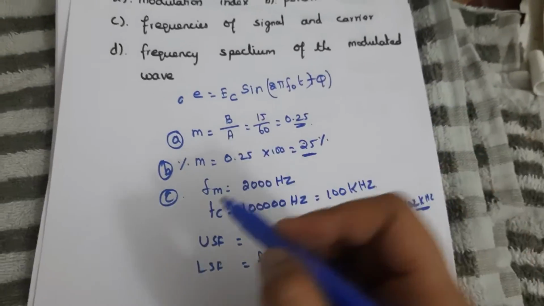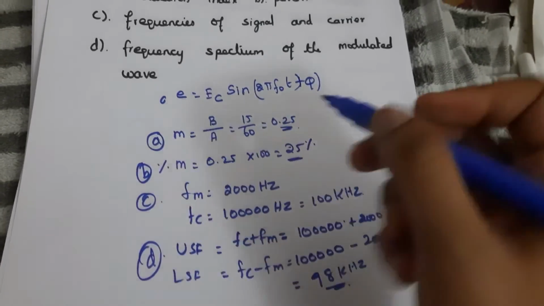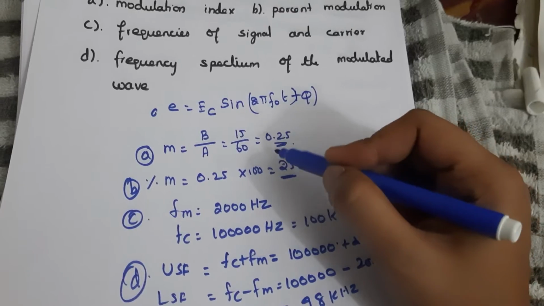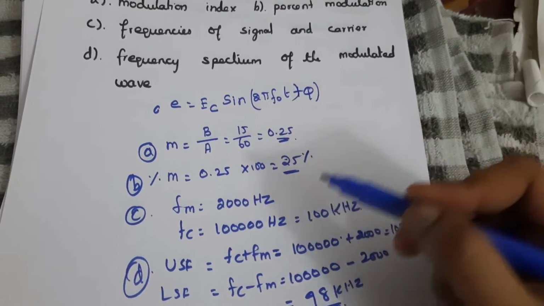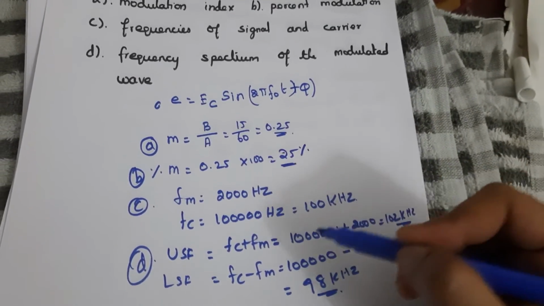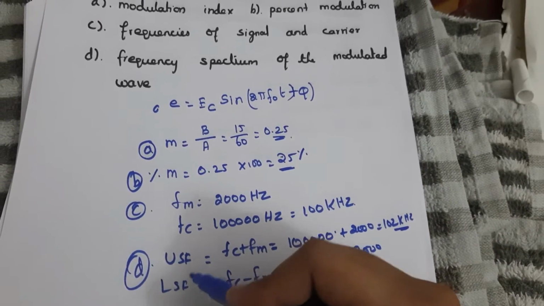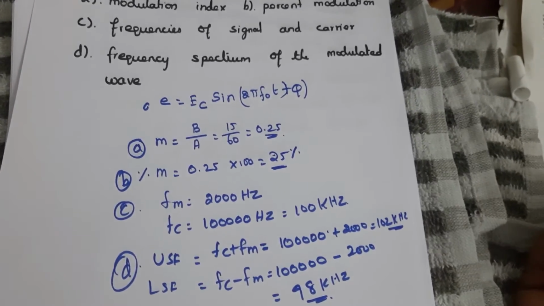So we found all things. This is D. So A is the modulation index, B by A, percentage of modulation, signal and carrier frequency, and frequency spectrum. We need this upper side frequency and lower side frequency.